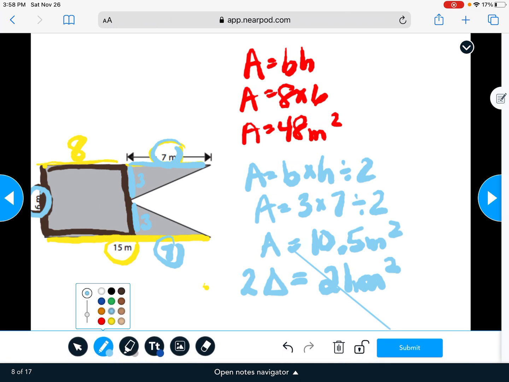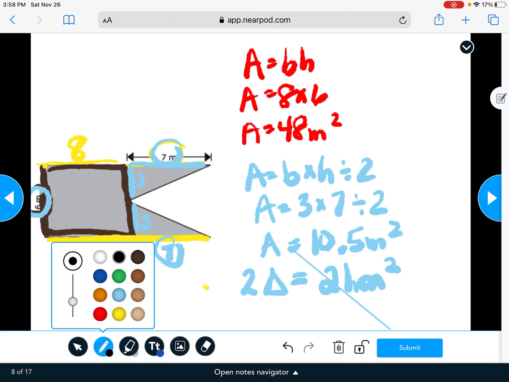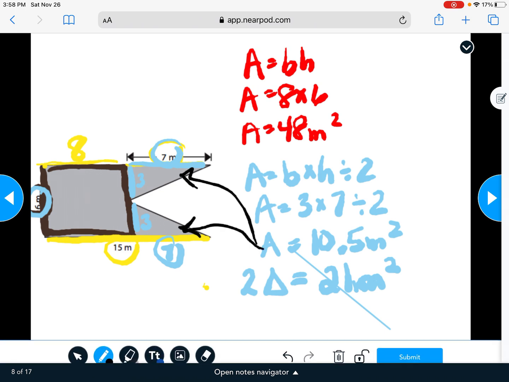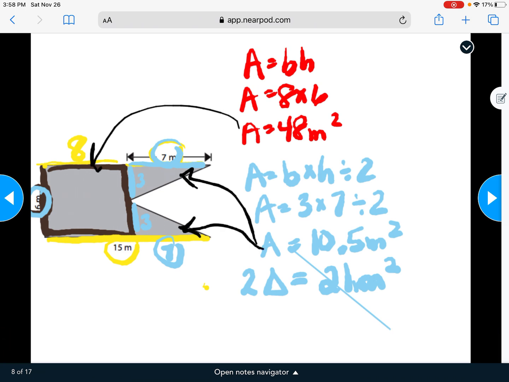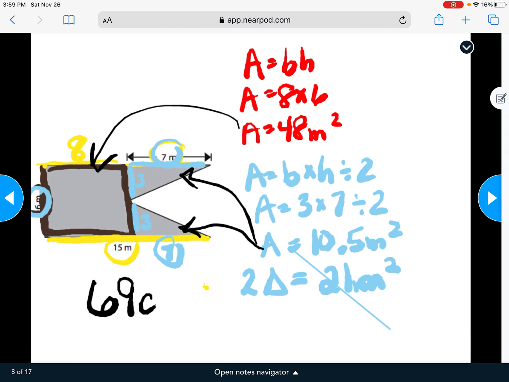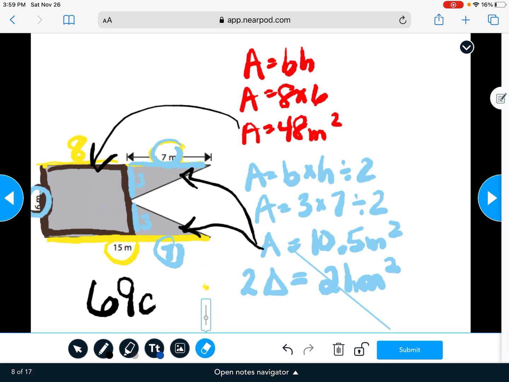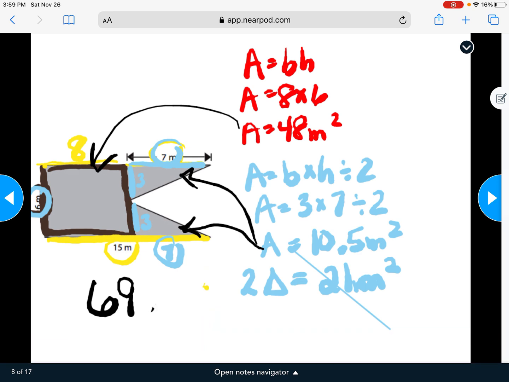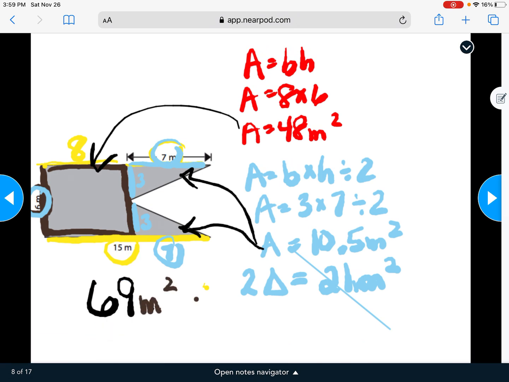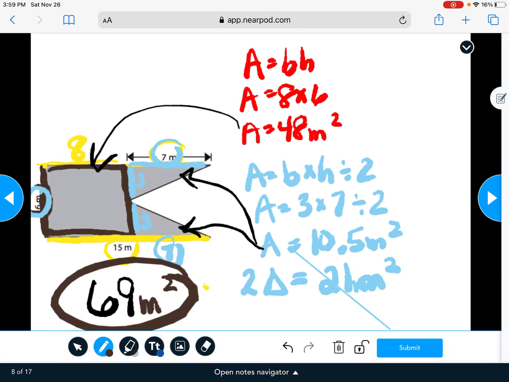So now I'm going to add together. Okay, so this one was 10.5, this one was 10.5, and that was 48. So I'm going to add together my 48 plus 21 total, which would give me 69, not centimeters, but meters squared for my total area.